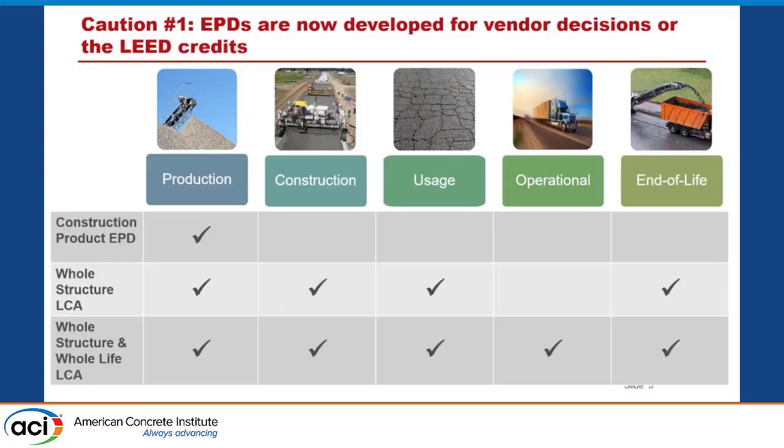So what can you see in EPDs, and why should we be cautious when we are using EPDs? First of all, when you look at the EPD and its content, as you might have seen, we are only seeing the emissions associated with the first step of the life cycle, production. You can see the check mark in front of the construction product. This makes it ideal for vendor decisions. So when, for example, an owner or a contractor wants to purchase their concrete or cement-based products, they would refer to the values in the EPDs.